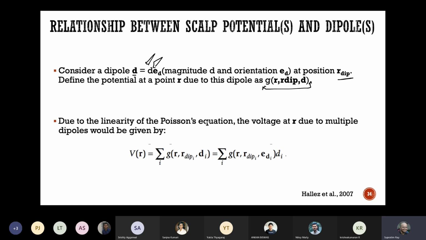Now, because this Poisson equation is linear, if you had a bunch of different dipoles, the potential is just going to be due to the sum of all those individual contributions, given like this. Again, I don't know how to solve this, but if you had access to this function g, you would have trivially found out what the potential is, which is the contribution from all these individual dipoles. They just add up.